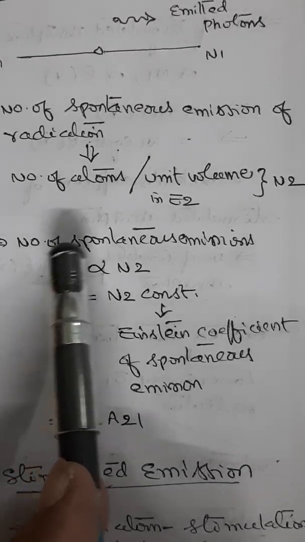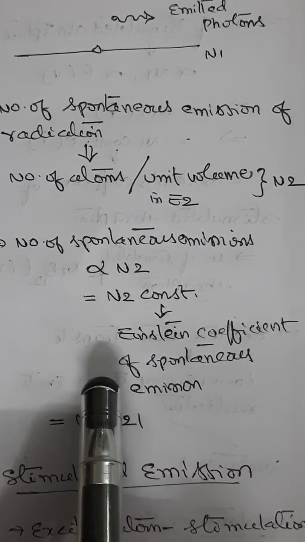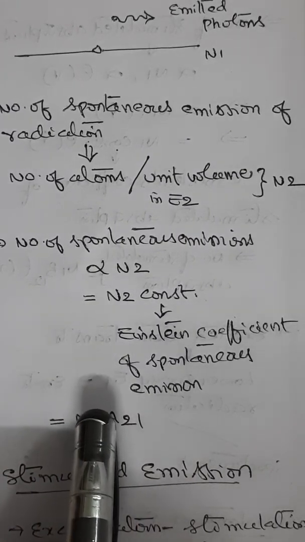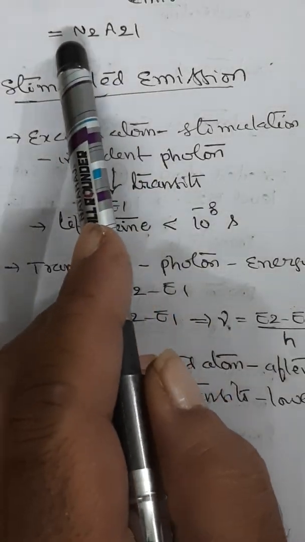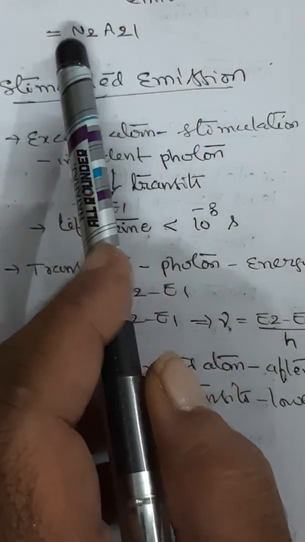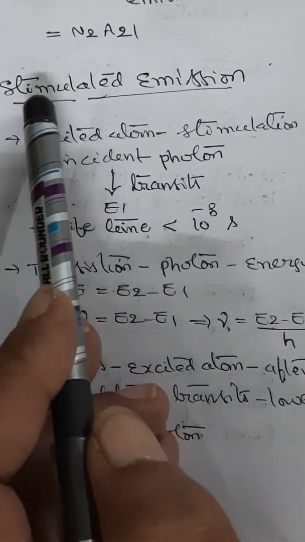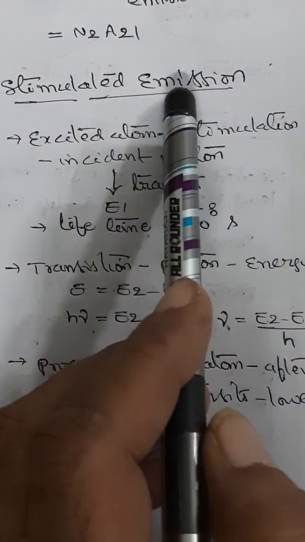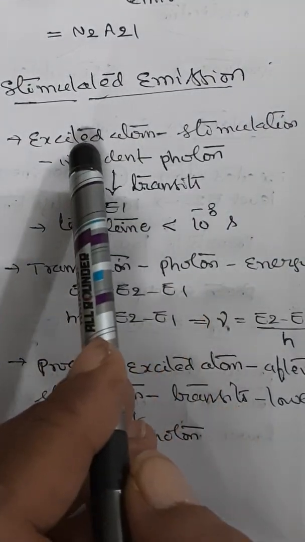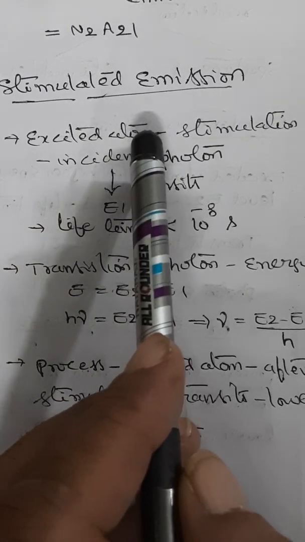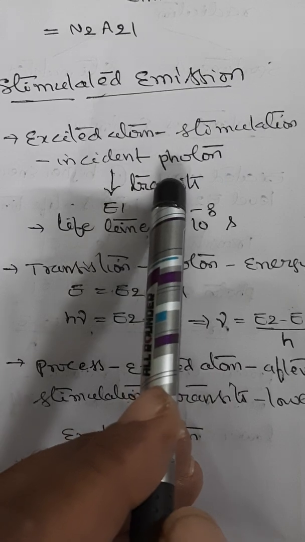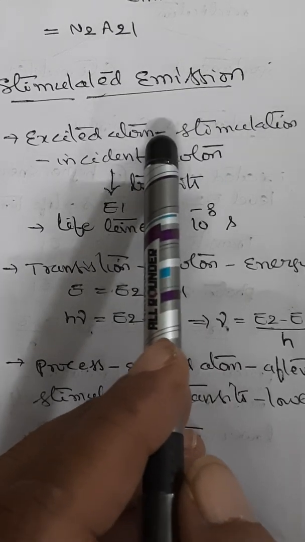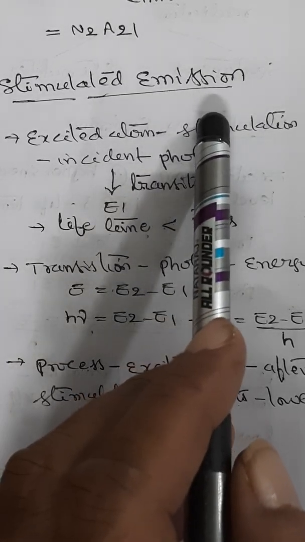Therefore, the number of spontaneous emissions is equal to N2 into A21. So this is about spontaneous emission. There is another emission which is called stimulated emission. What is this? Now the excited atom, after being stimulated by the incident photon, transits to lower energy level E1 in a time less than 10 power minus 8 seconds.